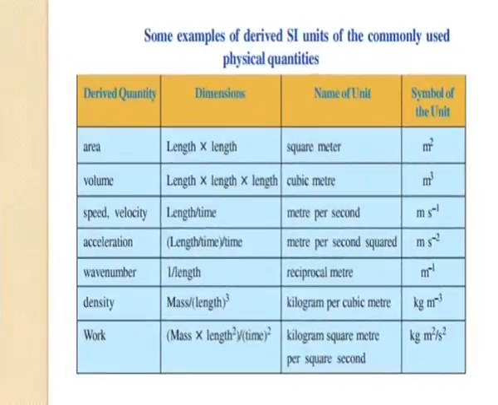Thus, the SI unit of area is m squared and is pronounced as squared meter. Similarly, you can check that volume would have SI unit as cubic meter, which is given as m to the power 3. The screen shows some simple examples of the derived SI units of the commonly used physical quantities. You can actually see that meter squared, as I already told you, is for area, cubic meter is for the volume, and so on and so forth.